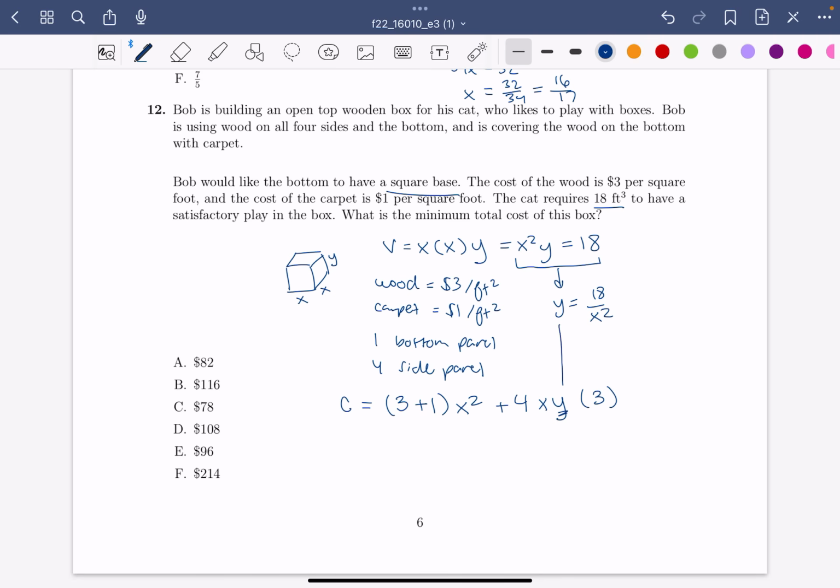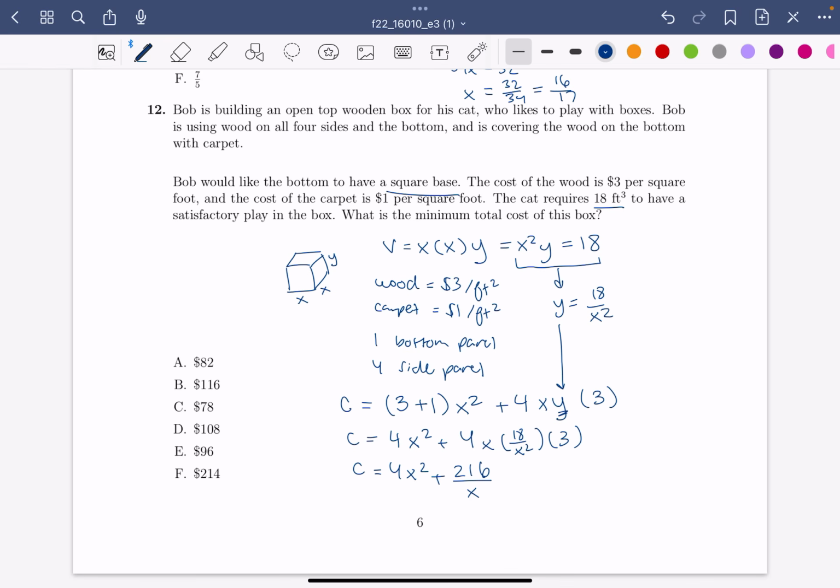If we plug this y in here, we get that the cost equals 3 plus 1 is 4, so 4x squared plus 4 times x times 18 over x squared times 3. Now, this should be a lot easier to take the derivative, but I first want to simplify a little bit more with the constants. So C equals 4x squared plus 4 times 18 times 3, which is 216, and then x over x squared is just 1 over x, so 216 over x. So our cost equation equals 4x squared plus 216 over x.